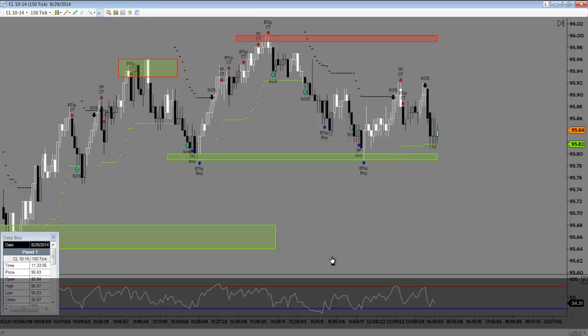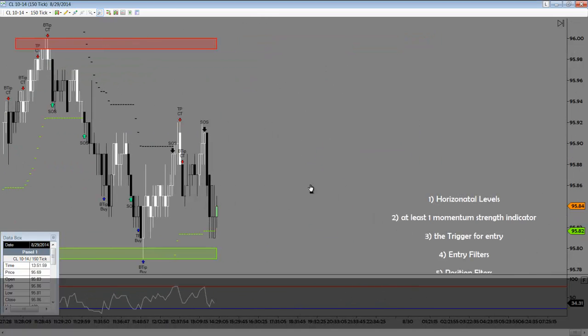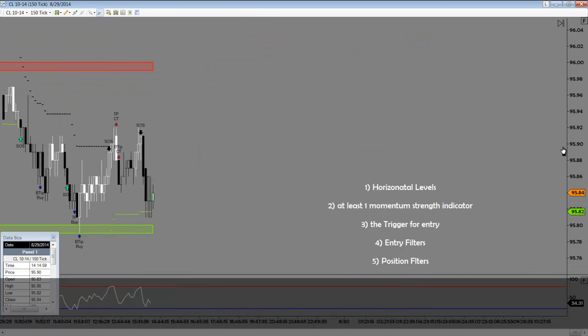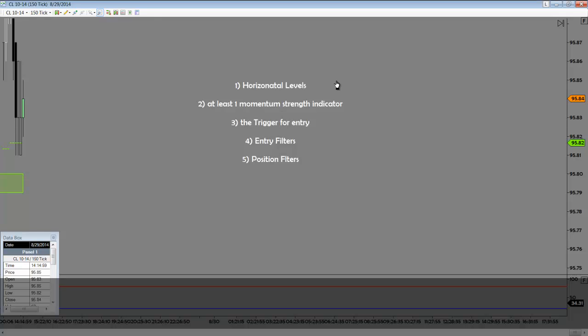But for starters, let's break it down to the basics. Here's what you need to be a breakout trader. Horizontal levels. That's the number one thing that you need to have, a horizontal level, so that you can use that as part of the strength into the breakout signal. The second thing you need is at least one momentum strength indicator. I'm going to be using 3 in the DSR model.